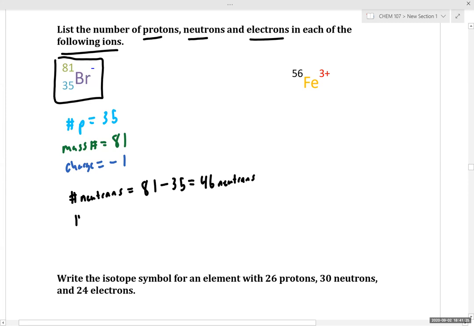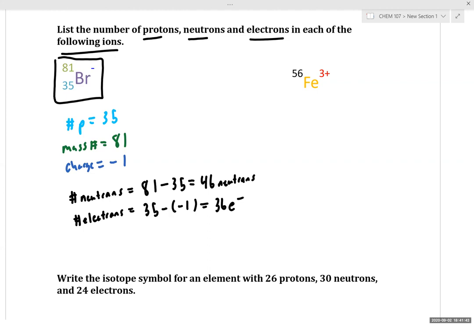And then if we want to calculate the number of electrons, we take our number of protons, which is 35, minus the charge, and that gives us 36 electrons. Does this first example make sense? It's just putting together all the parts that we learned in the earlier part of this section. Does this make sense to everyone? Any questions?